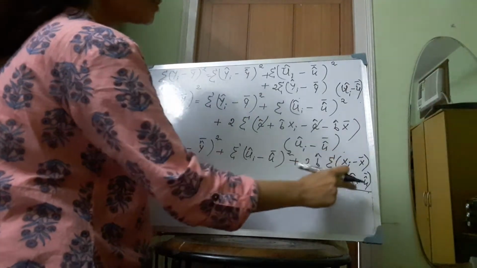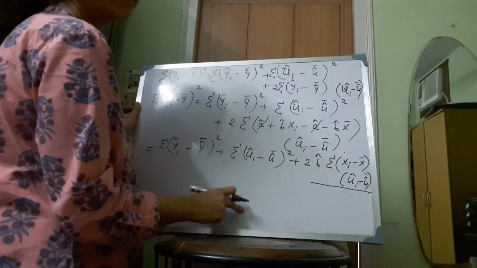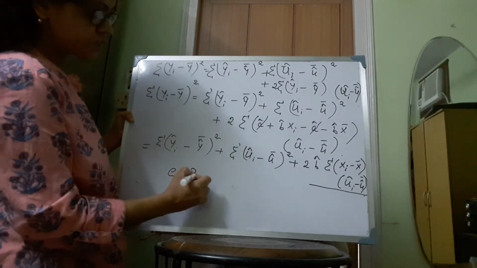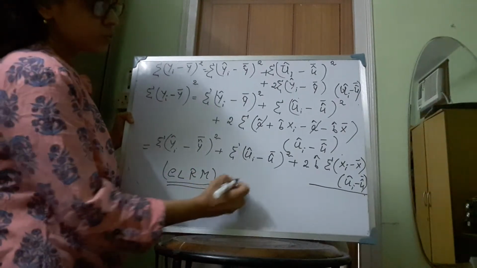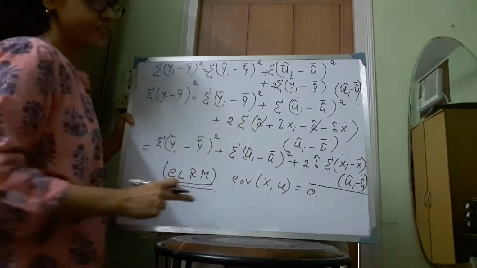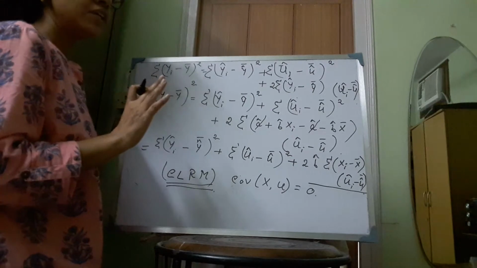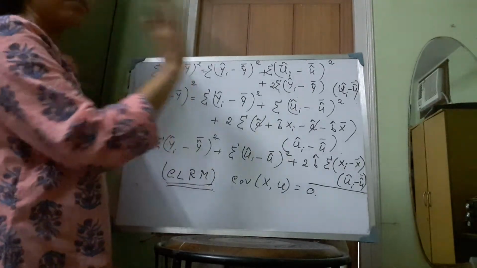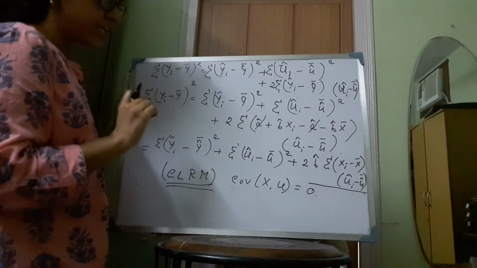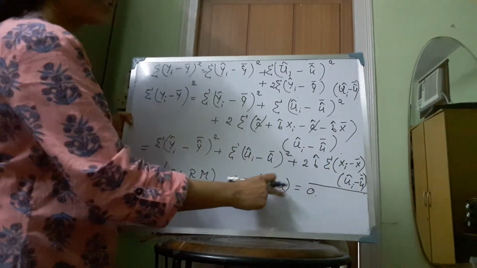Now this term represents the covariance between the variable xi and ui hat. By the assumption of the classical linear regression model, CLRM, we know that covariance between x and the error term is equal to 0. This is one of the assumptions of CLRM. If all the assumptions of CLRM hold, then we can do the OLS regression. So we are assuming that all the assumptions of CLRM are holding here. Therefore we can say that this term is 0, so covariance between x and u is 0.